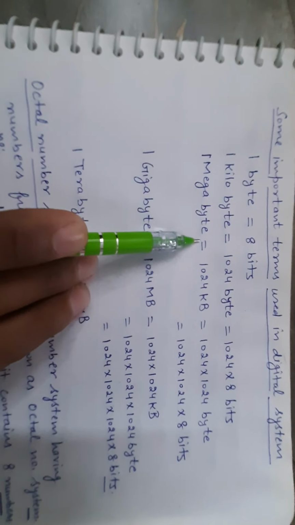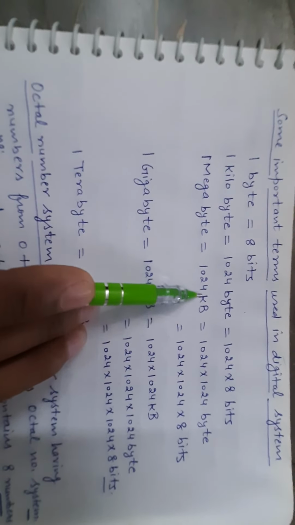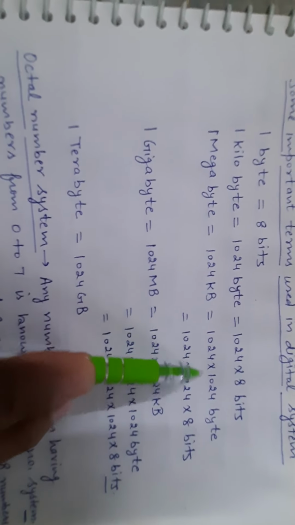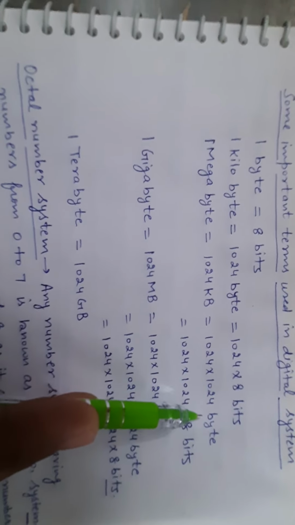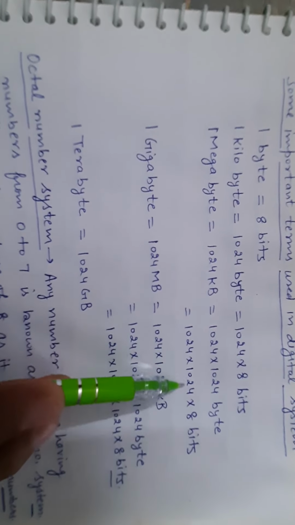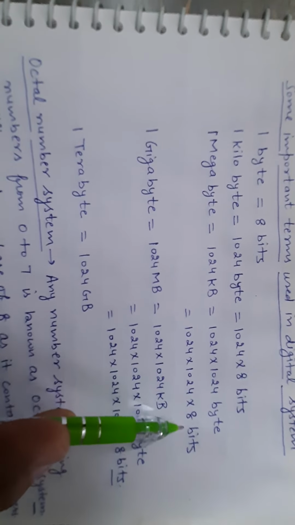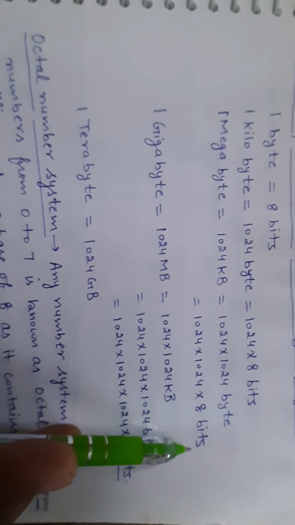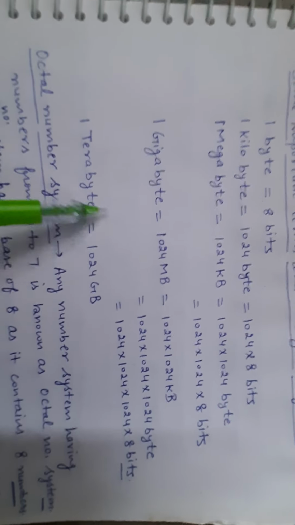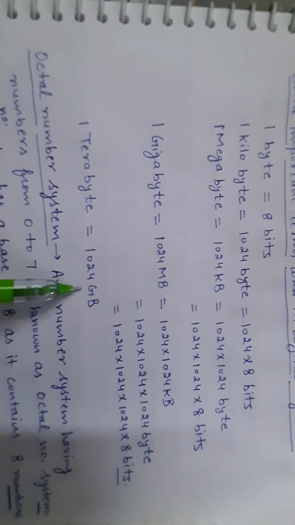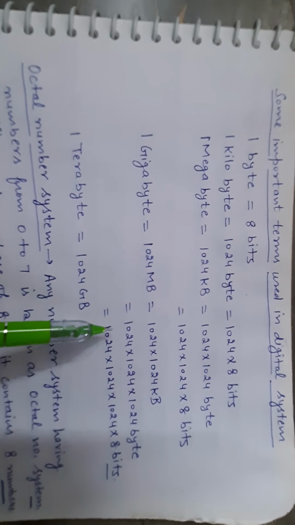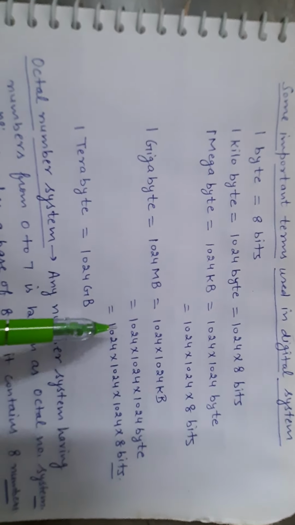Similarly, 1 megabyte is equal to 1024 kilobytes, which is further equal to 1024 into 1024 bytes. So I can further modify this. It can be written as multiplied by 8 bits. In the same way, 1 gigabyte is equal to 1024 megabytes, and 1 terabyte is equal to 1024 gigabytes. So these are the general terms which we deal with in digital systems.